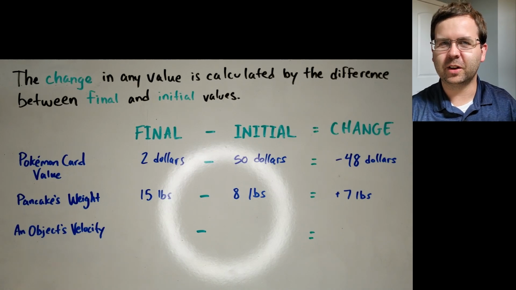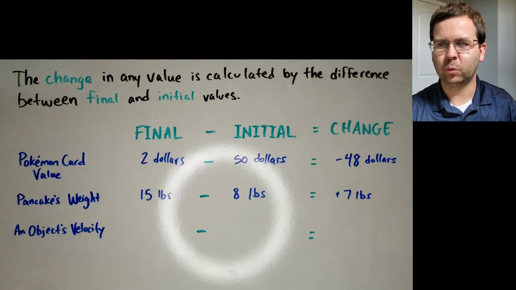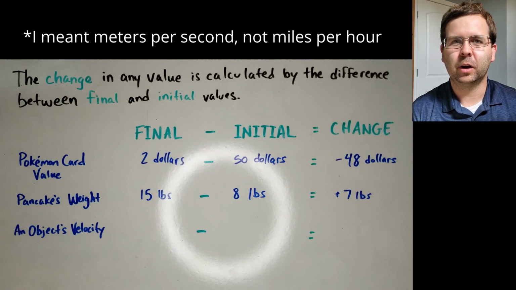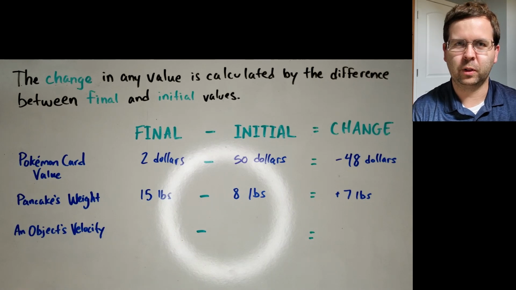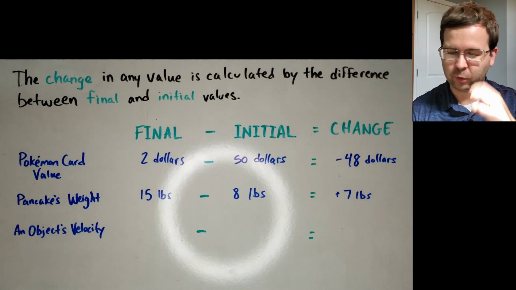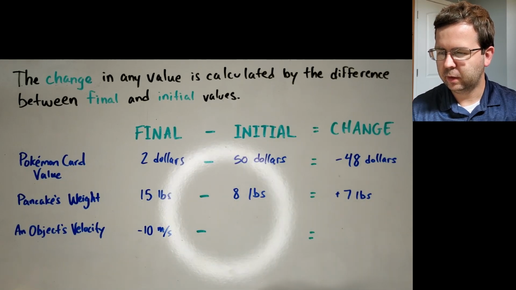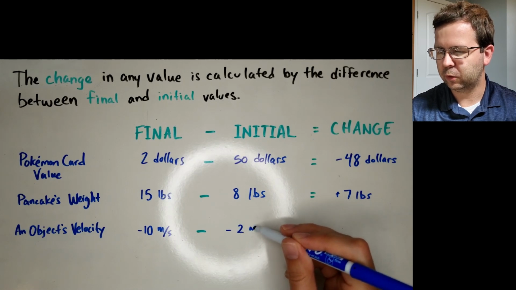And finally, let's talk about velocity since this is about physics. So an object's velocity, let's say an object was moving 2 miles per hour to the west. Okay, so that would be like a negative 2 miles per hour. And then it's speeding up, it's going faster and faster to the left, to the western direction. So its final value is negative 10 meters per second for its final velocity. So I would put negative 10 meters per second. And then my initial speed was negative 2 meters per second.